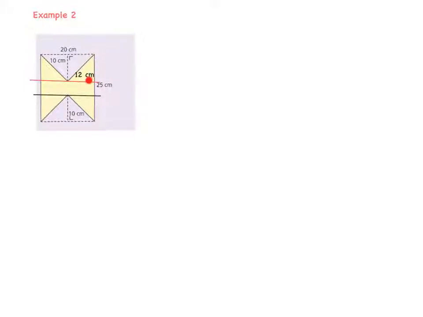So we need to find the areas of these four triangles first, and we can name it, let's say, A, and we can draw a little triangle here, or we can name it A1, whatever. So we have the area of the rectangle, first of all, formula, BH.